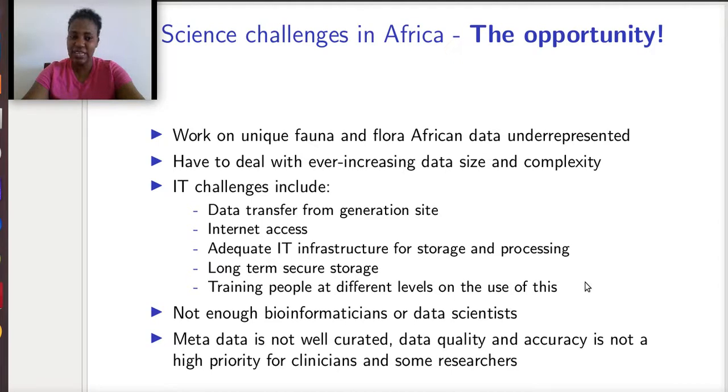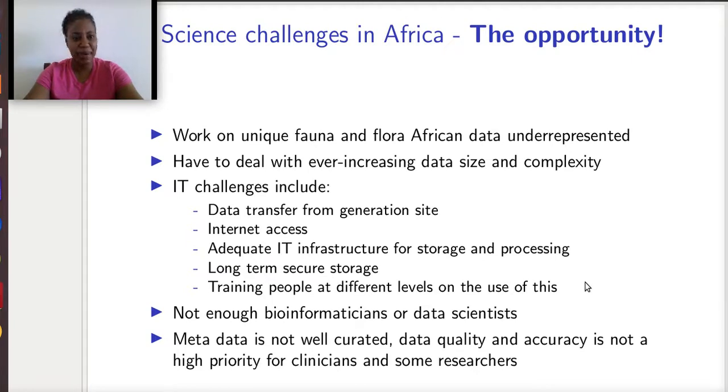Now the biggest challenge is that there are not enough bioinformaticians and data scientists. In Africa alone, there are 100 African bioinformaticians. Half of them are in South Africa, the other half are in Kenya, I think. And when we say there are 100, that means they are of African origin, but we understand the majority work in the diaspora. So the number can even be less than 100 in the whole continent, and even data scientists.